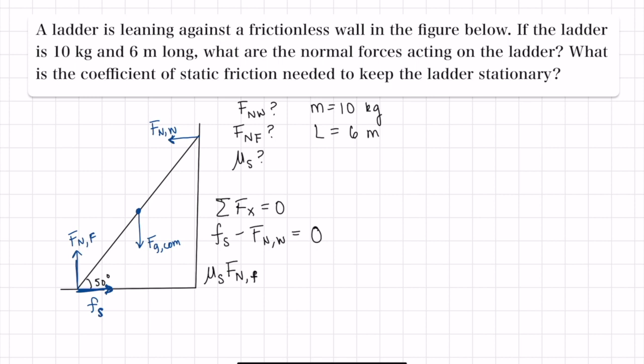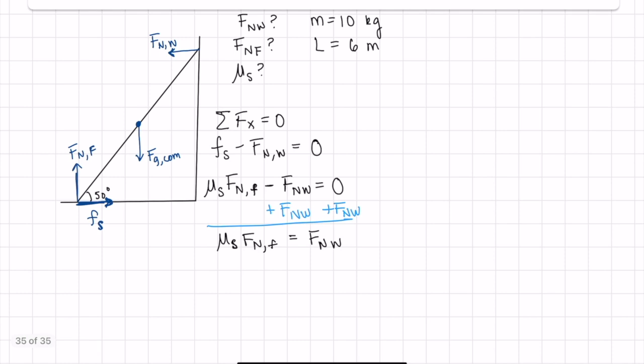I know it might get a little confusing if you have multiple normal forces, but just keep in mind that you want to keep track of that stuff. All right, so then from here, all I'm going to do is just add the normal force of the wall over to the other side. That's really as far as we can take this equation. So we'll have mu s normal force floor equals normal force wall.